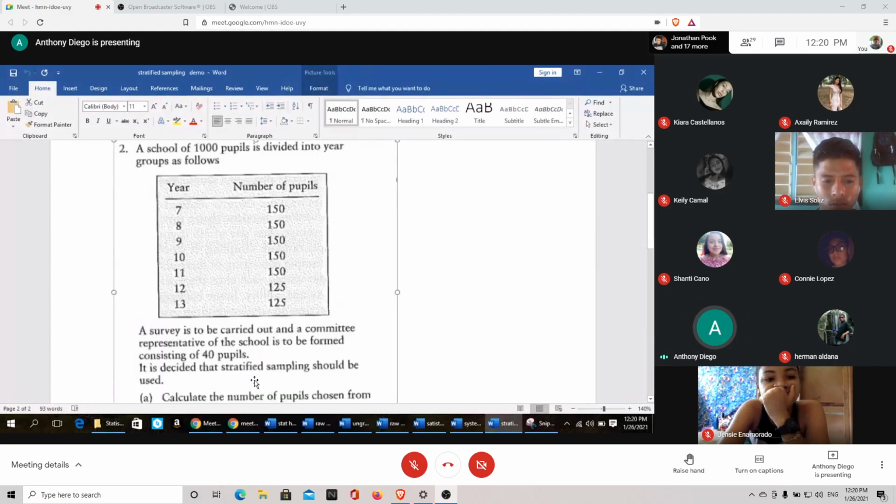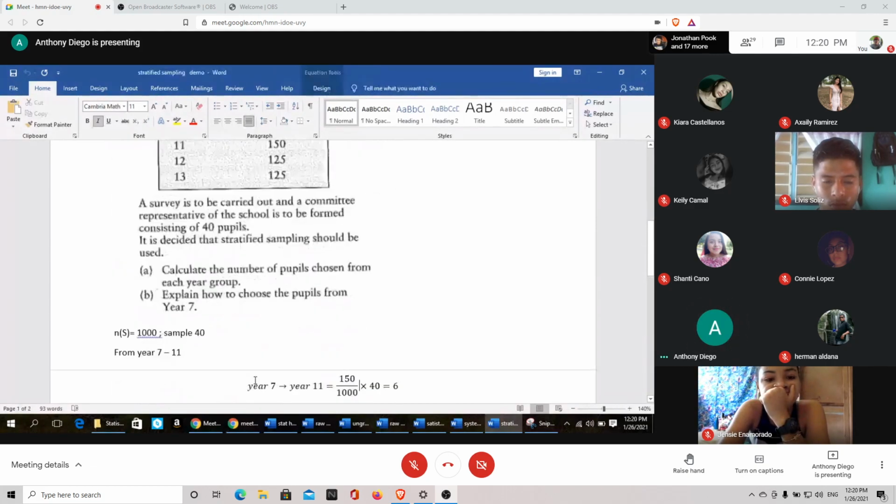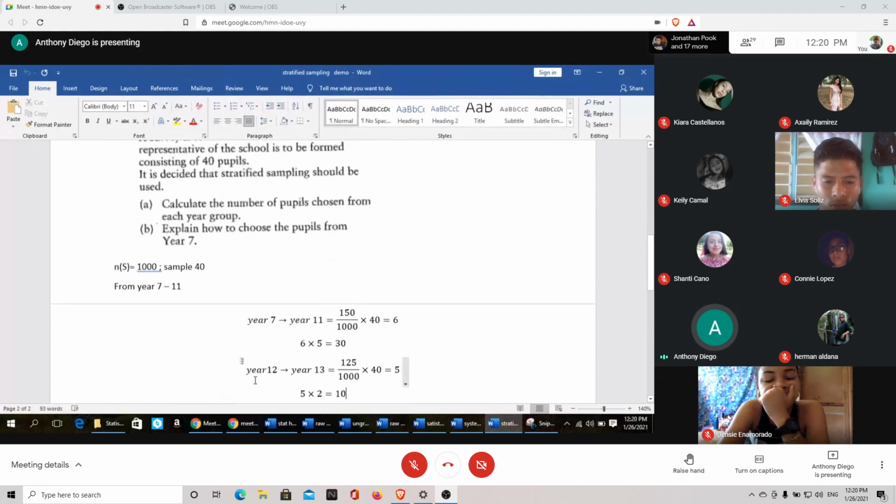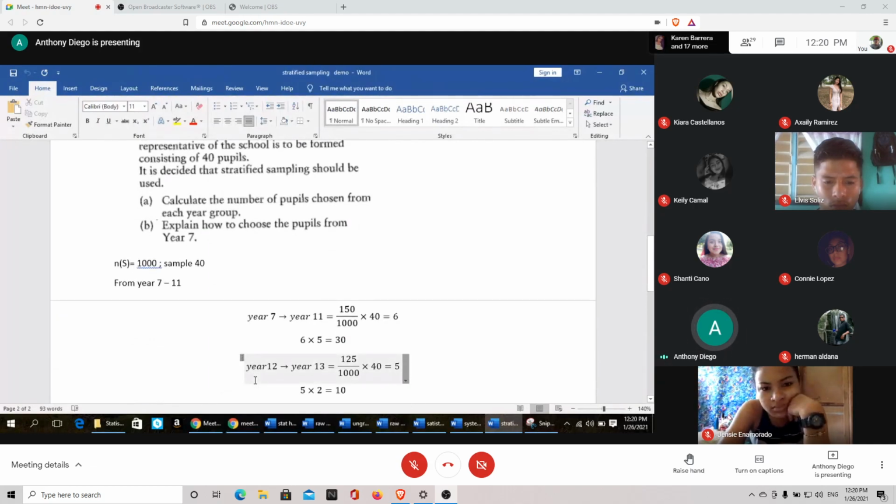And so forth. Now, how would we explain how to choose the people from year 7? How did we choose the people from year 7 in words? Okay, it said explain how to choose the people from year 7. How would we go about choosing those people from year 7?